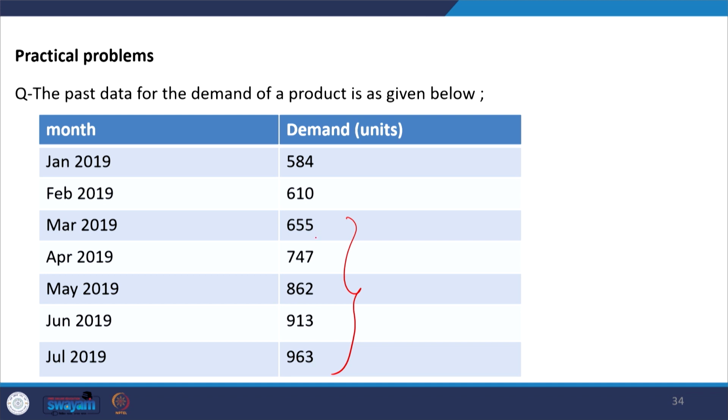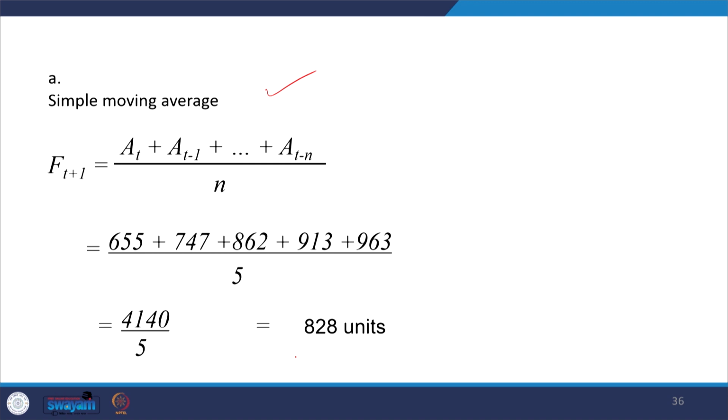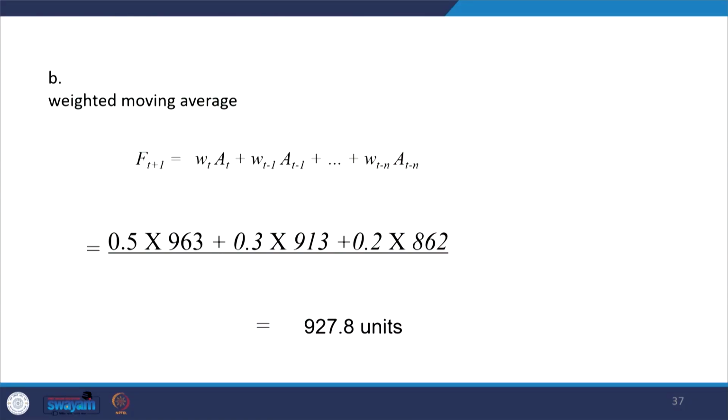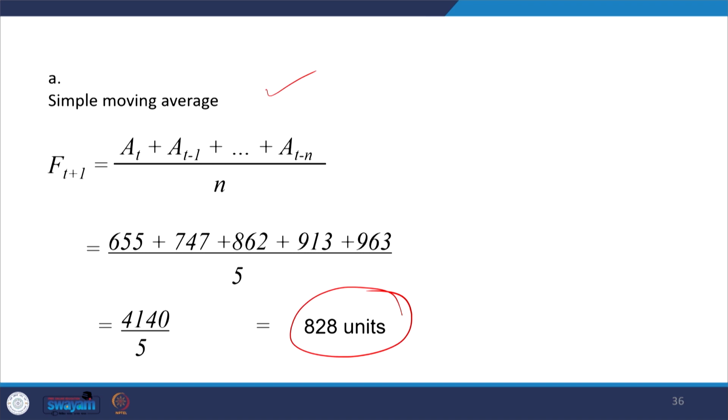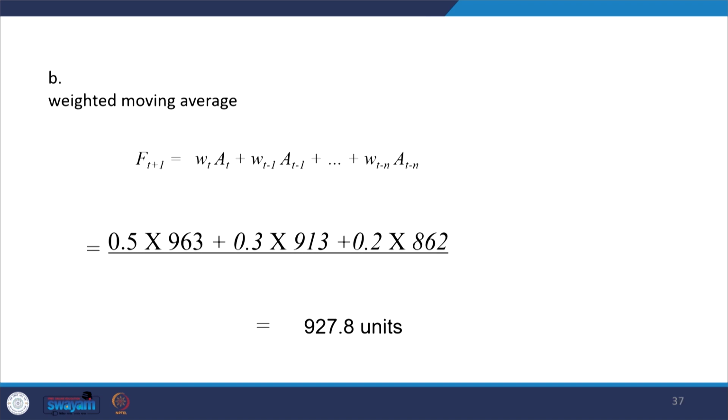If you add 655 plus 747, 862, 913, 963, right. So, 828 units. So, what we are saying is for the next August month, we would be having 828 units of demand. If you use the weighted moving average now, so in the last case you did not give any weight, right, now you are giving weight.